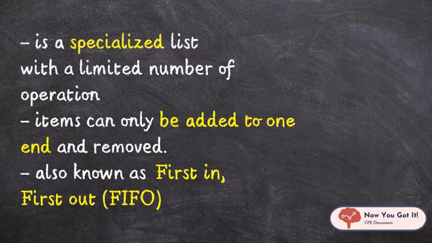In data structures, a queue is a specialized list with a limited number of operations in which items can only be added to one end and removed from the other. A queue is also known as a first in, first out or FIFO type of data structure.